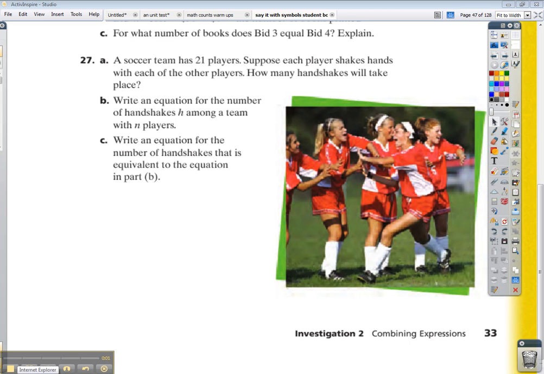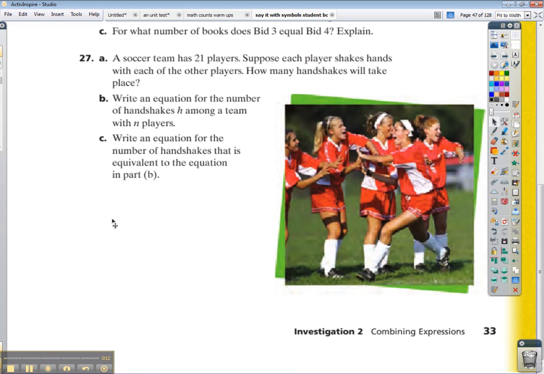All right, number 27. A soccer team is 21 players. Suppose each player shakes hands with each other. How many handshakes will there be? Well, if I have one member on each team, so I have two teams of one member, I have one handshake, right?